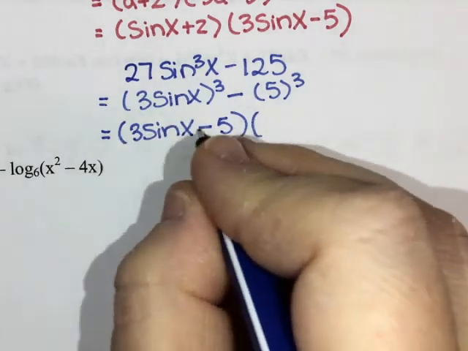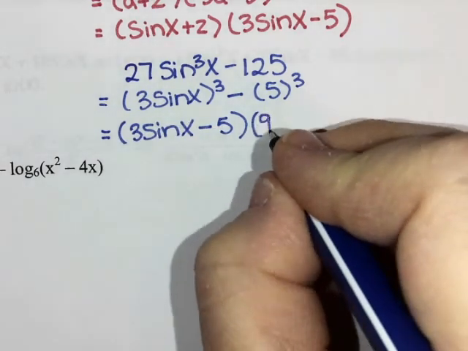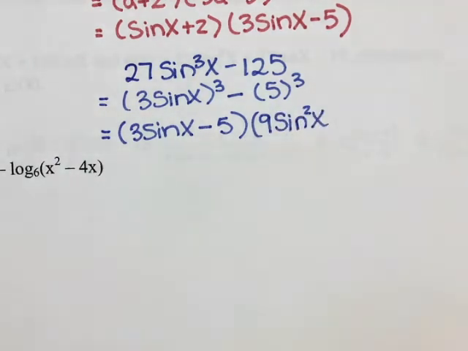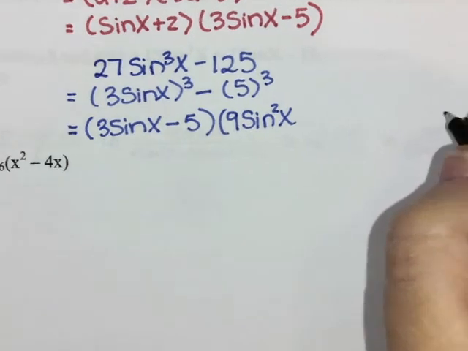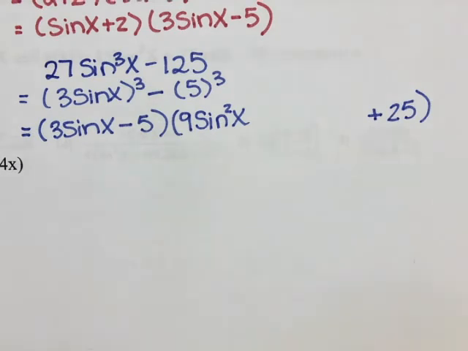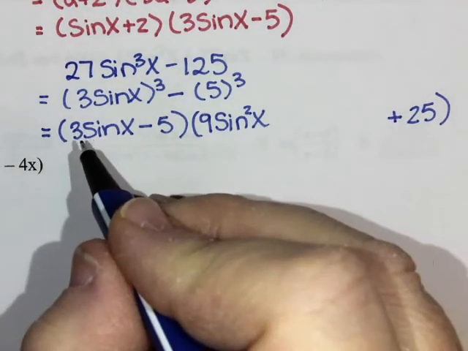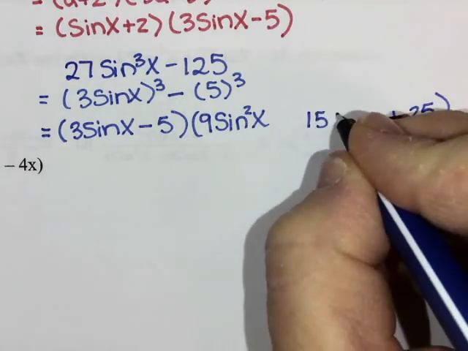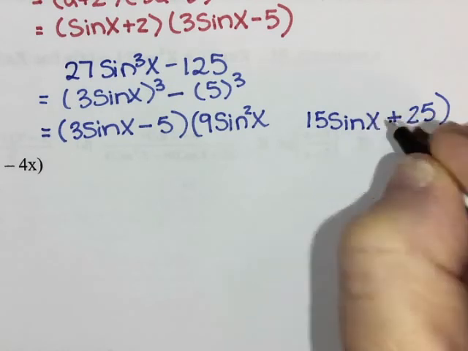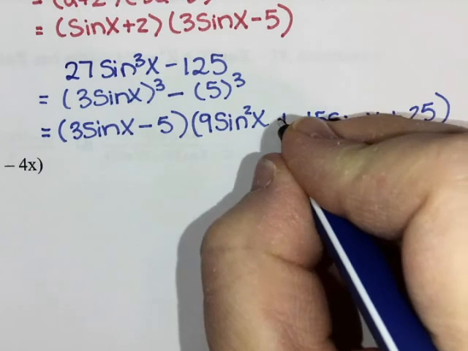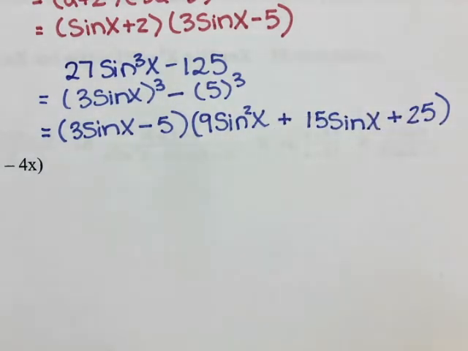Then I'm going to take the first term and square it. 3 squared is 9. Sine x squared is sine squared x. I'm going to square that last term. 5 squared is 25. And when you square a number, it is always positive. And then I'm going to multiply the two together. So 3 sine x times 5 is 15 sine x. And then the sign needs to be the opposite of what's here. So if this is a minus, this part here is a plus.